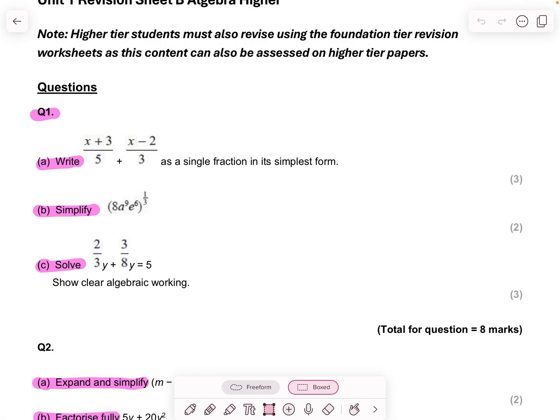Right, let's go through the homework then. So question 1, you had to write it as a single fraction in its simplest form, just like you would with normal fractions. You need to make both denominators the same. And so we're going to make both denominators 15 because that's the lowest common multiple. So I'm going to multiply top and bottom by 3 of the first fraction, and then top and bottom by 5 of the second fraction.